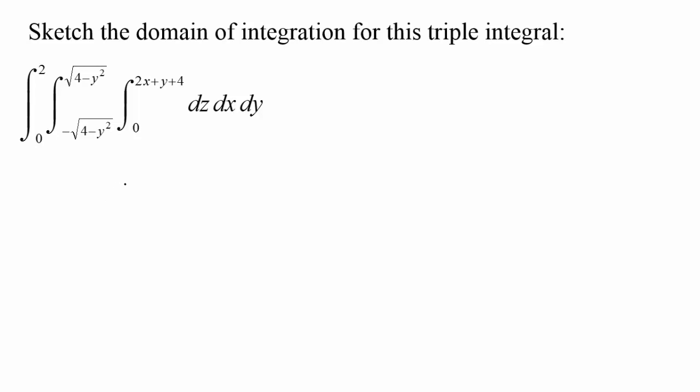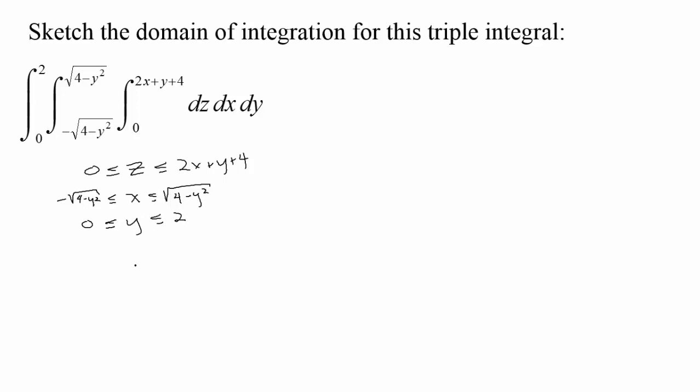Here's another triple integral. We can just read off the bounds. Z is going from 0 to 2x plus y plus 4. So z is trapped between the xy plane and some other plane here. X is trapped between negative square root of 4 minus y squared and the square root of 4 minus y squared, and y is between two constants, 0 and 2.